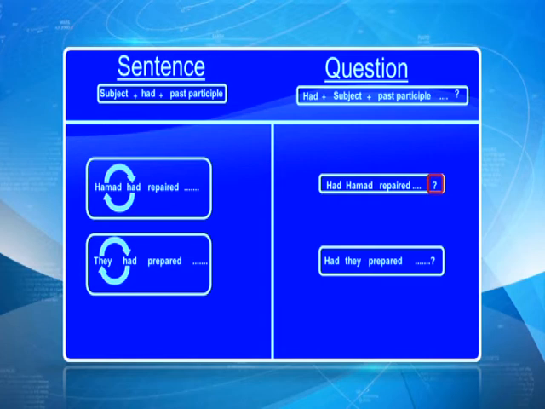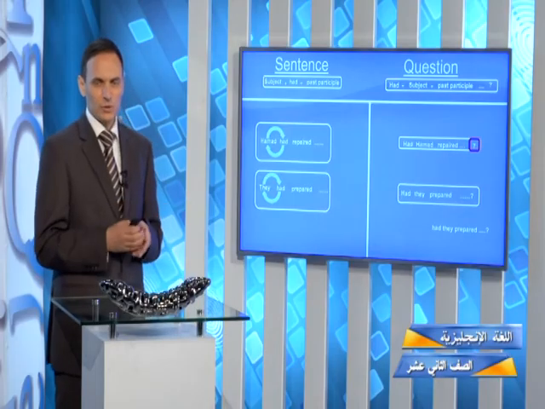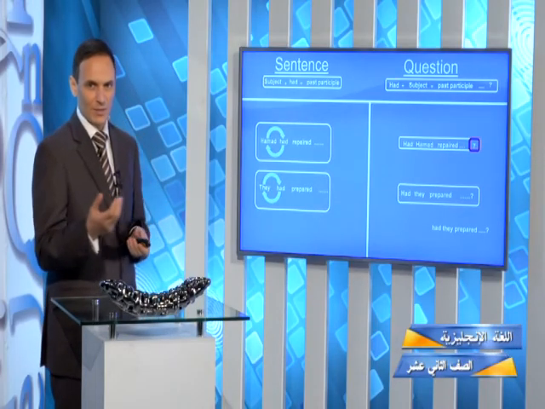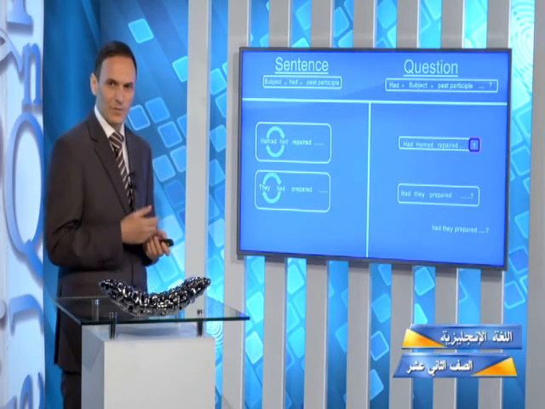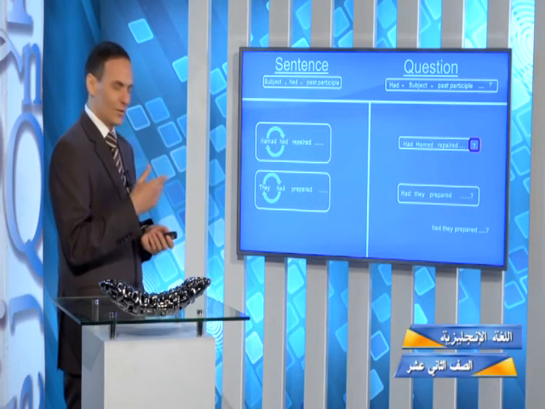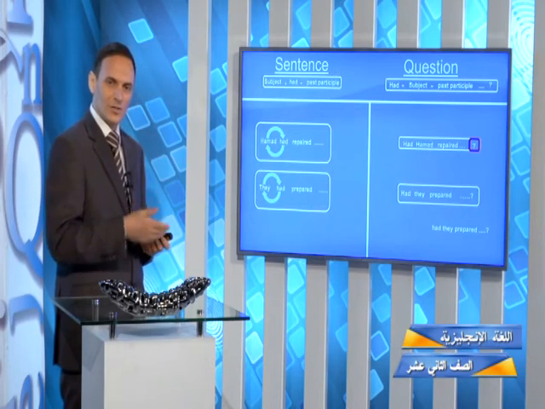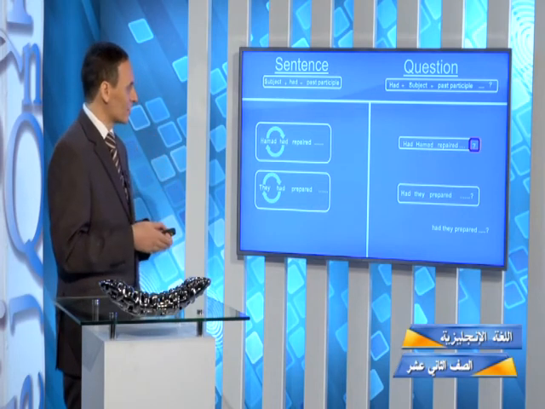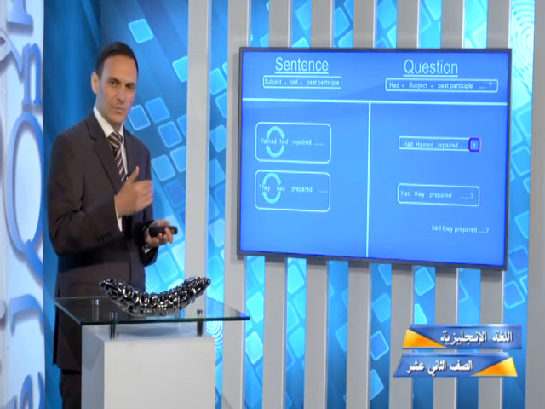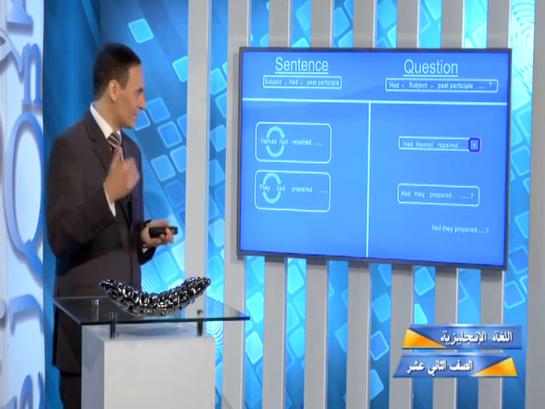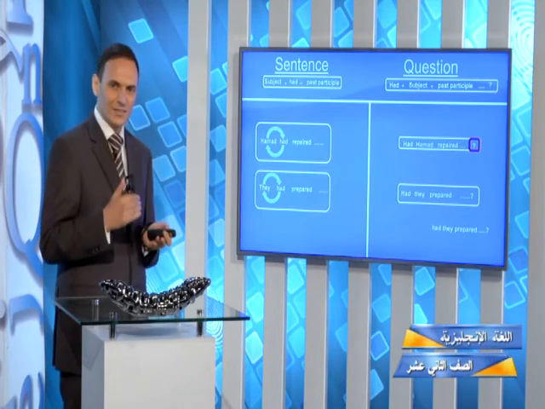had they prepared well for the competition? Okay, so easy. Now, what if you want to ask a content question, which means you want to ask about something. You don't want to ask a yes-no question, because when you start with the helping verb had, the listener, the person you're talking to, will answer with yes or no. Had they prepared well? The answer would be yes, they had prepared well, or no, they hadn't prepared well.